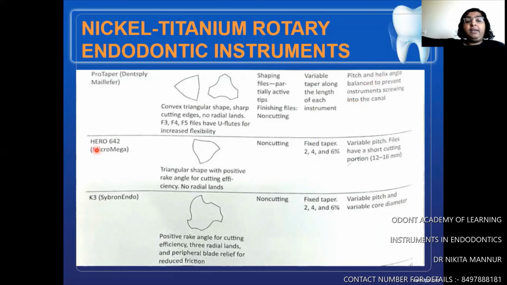Similarly, we have Hero 642 and K3. Please go through the shape and the tip, the taper, as well as the special feature of each file, as you can see in the pictures here.